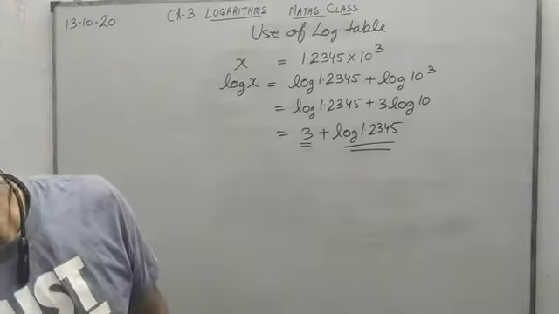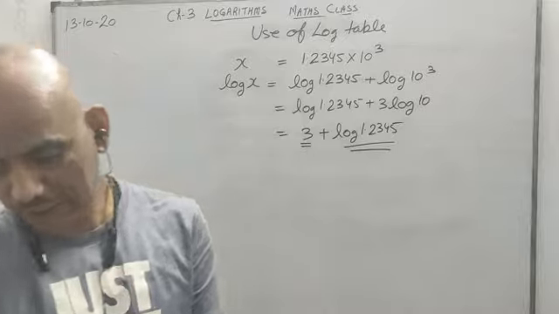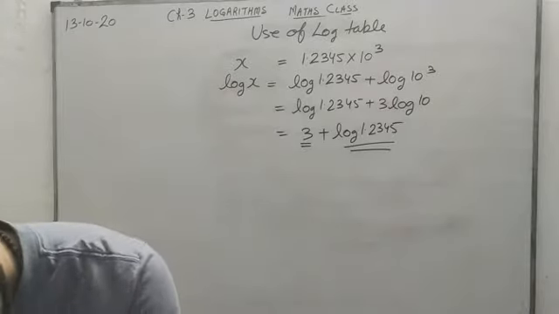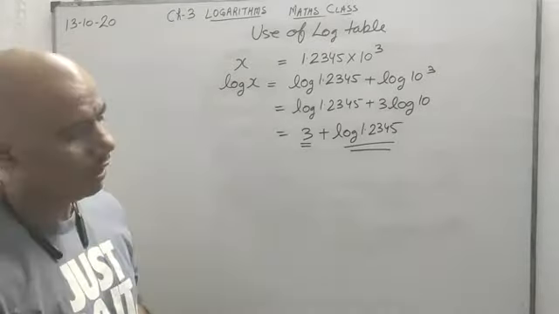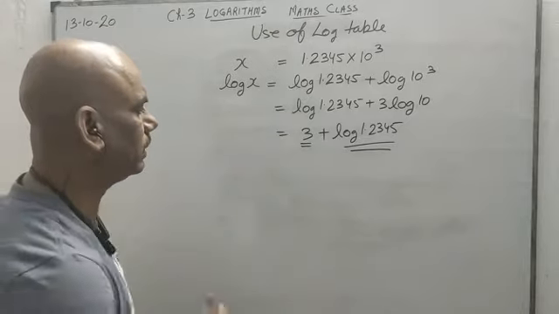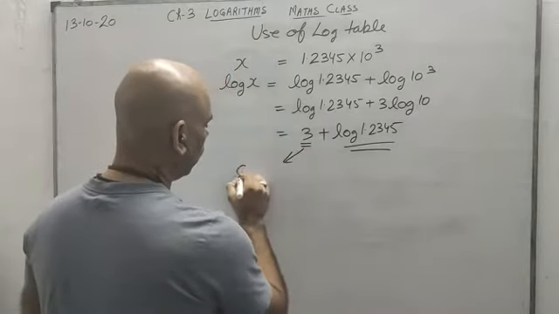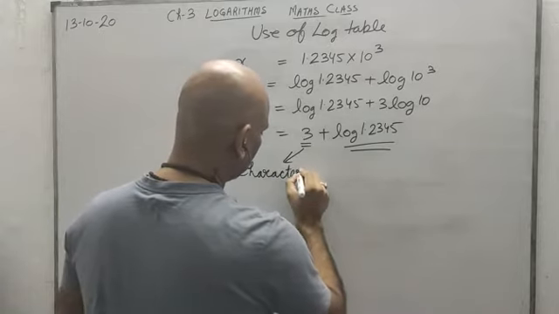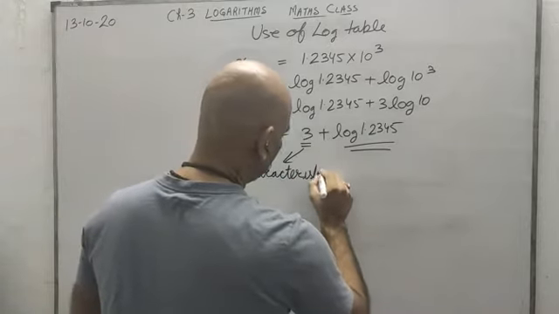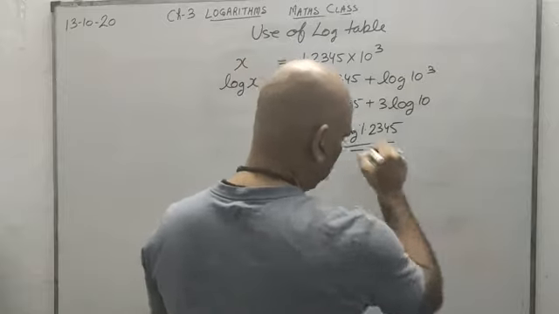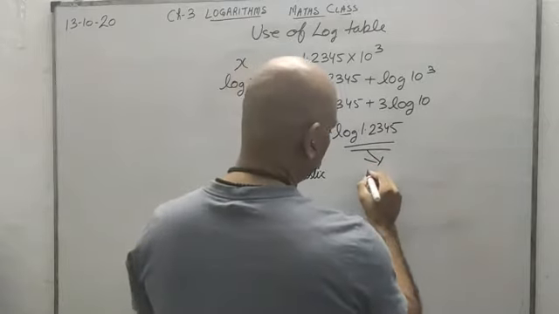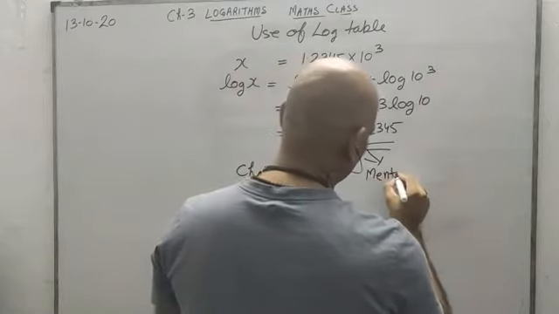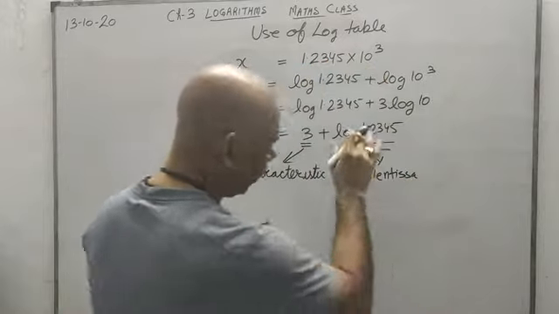The integral part is known as characteristic. The integral part is known as characteristic, and the decimal part is known as mantissa. This is called characteristic, and this is called mantissa, the value of which we will get from the log table.